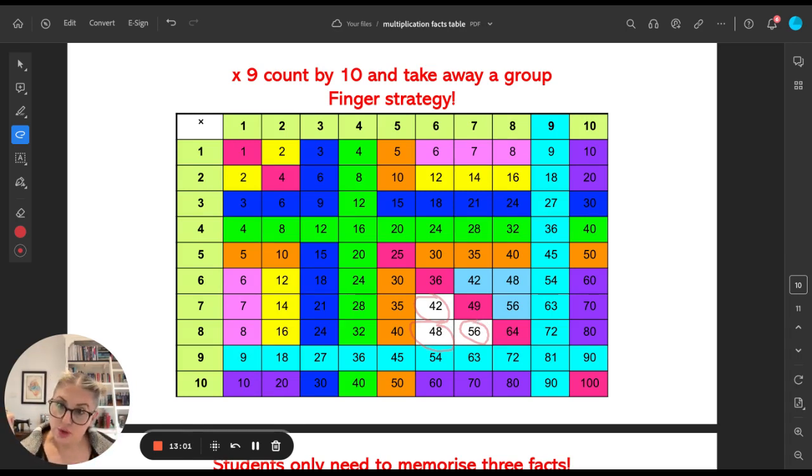A whole bunch of strategies for being able to work out the multiplication facts. And in the end, really, students will only need to memorize the 3 facts. So try it with the students in your classroom and start talking about having these conversations.